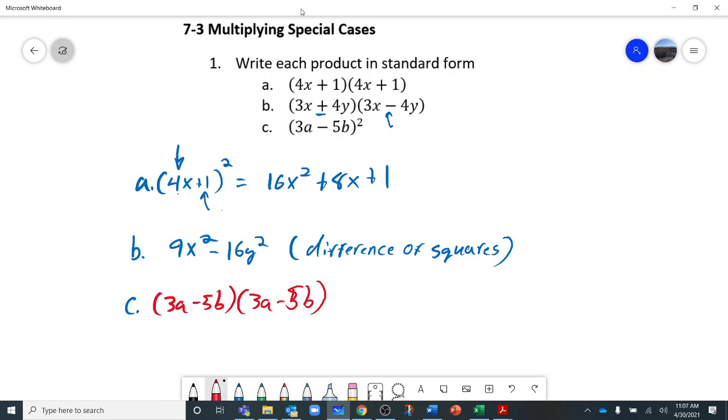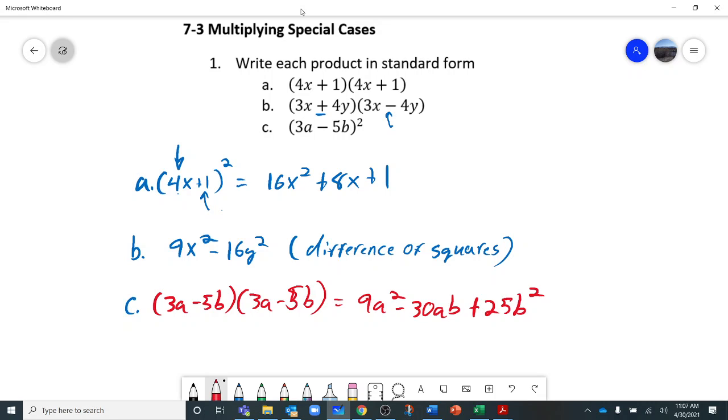We square the first one. So 3a times 3a is 9a squared. 3a times negative 5b is negative 15ab. Negative 5b times 3a is another negative 15ab. So we end up with negative 30ab, because it just repeats, plus 25b squared.